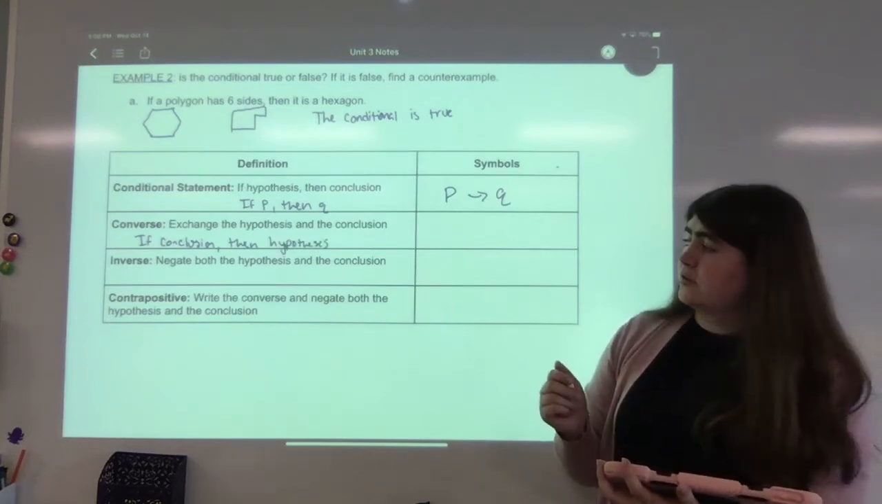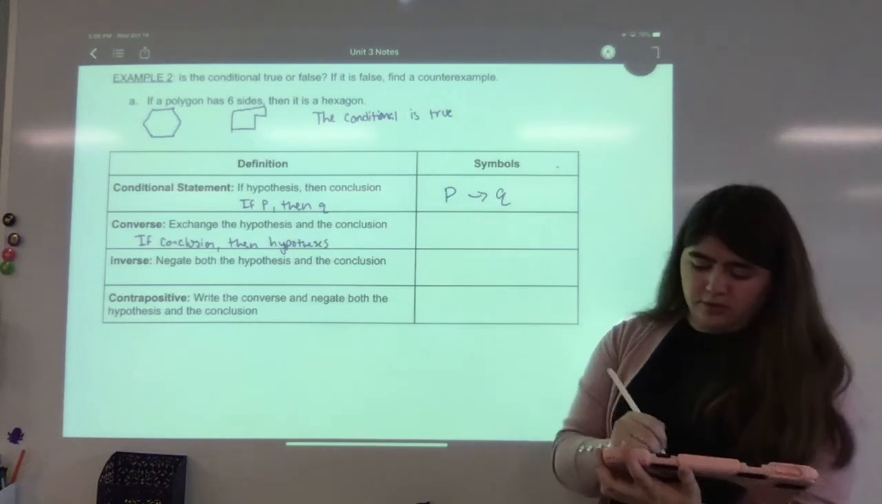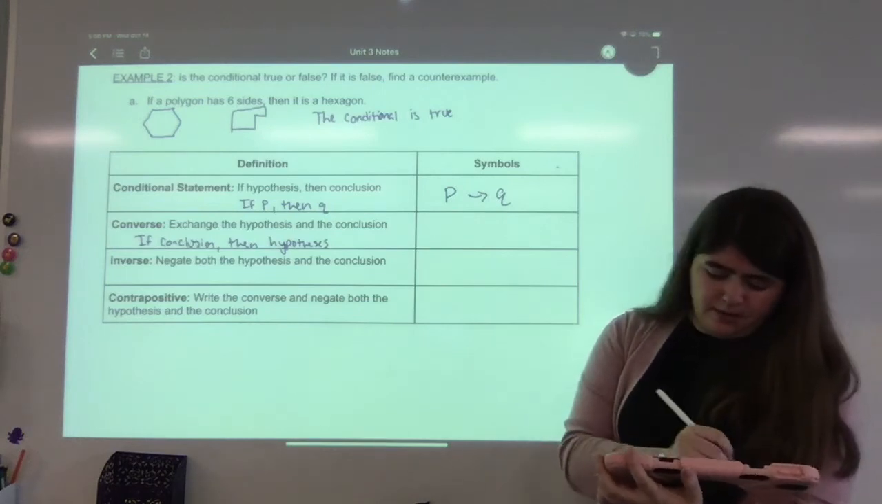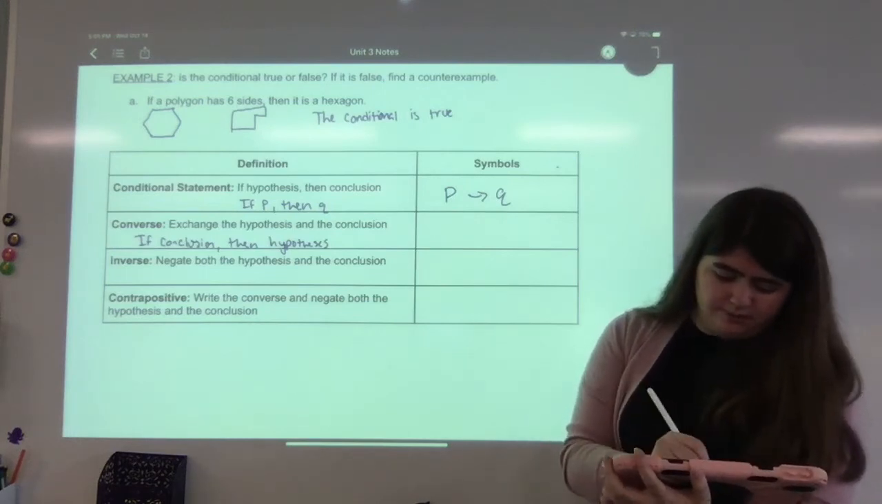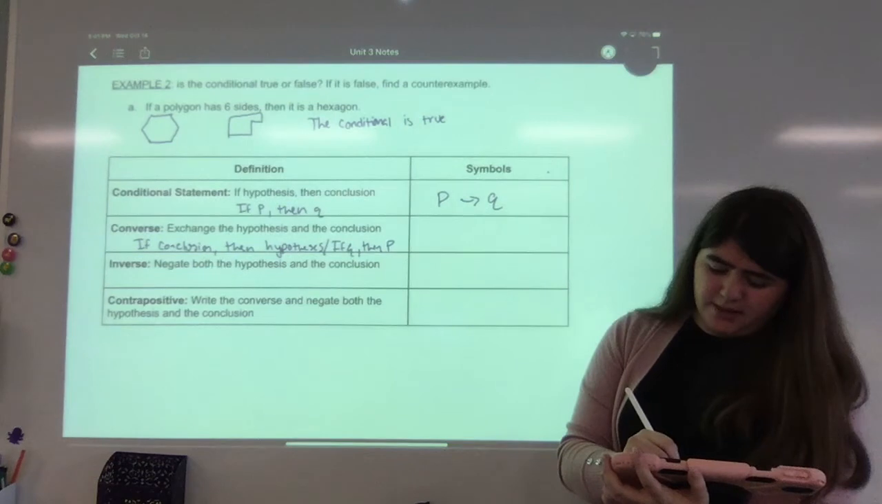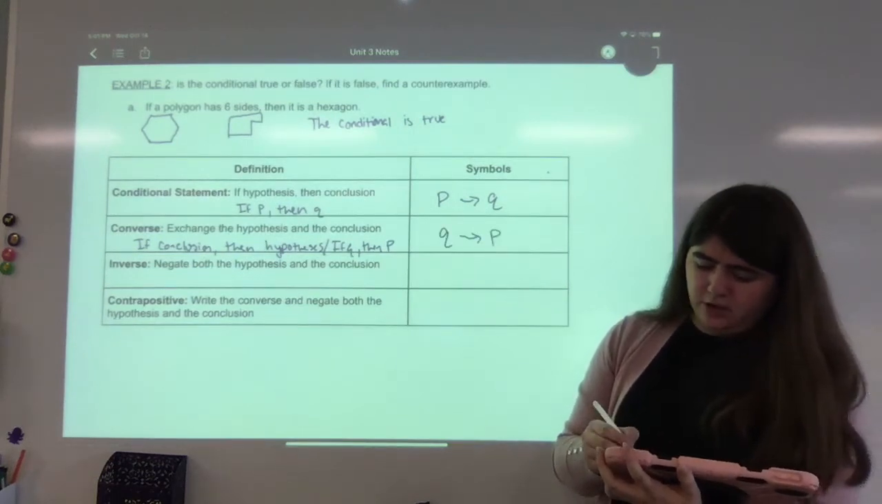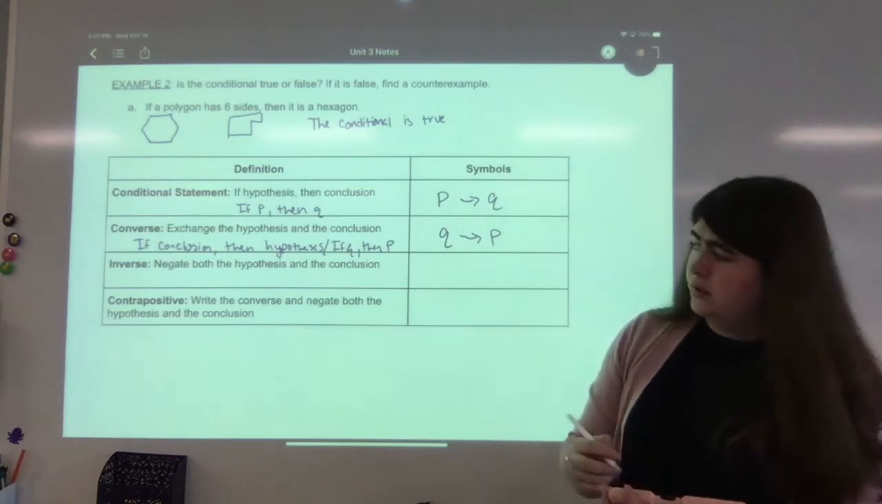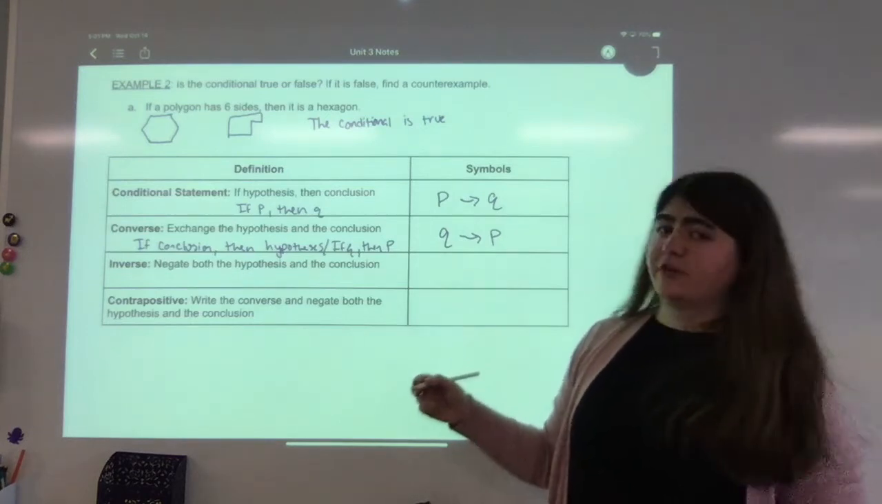Or in other words, if Q, then P. So if Q, then P. And we would write that as Q, arrow, P. If Q, then P. All right, next we have the inverse statement.